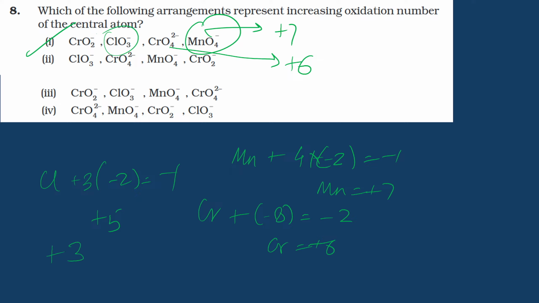Because I'm using a cheat code in my head. I know that chromium is most likely going to show a plus 3 or a plus 6 state. So in my head, it's just plus 3. And then you can cross check it quickly as well. So that's the answer to this, right?